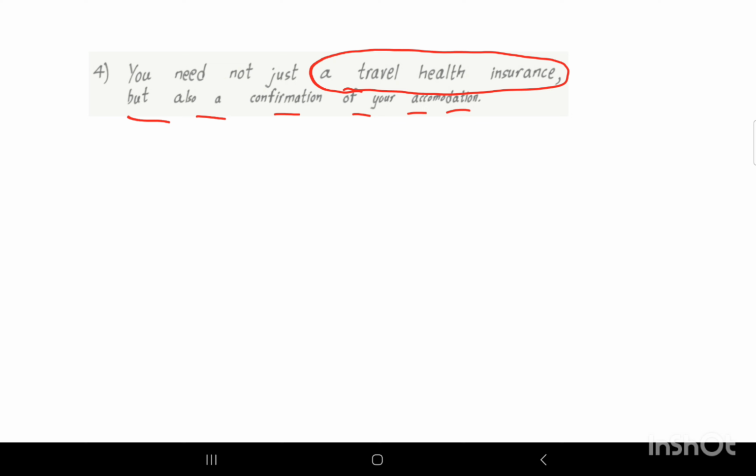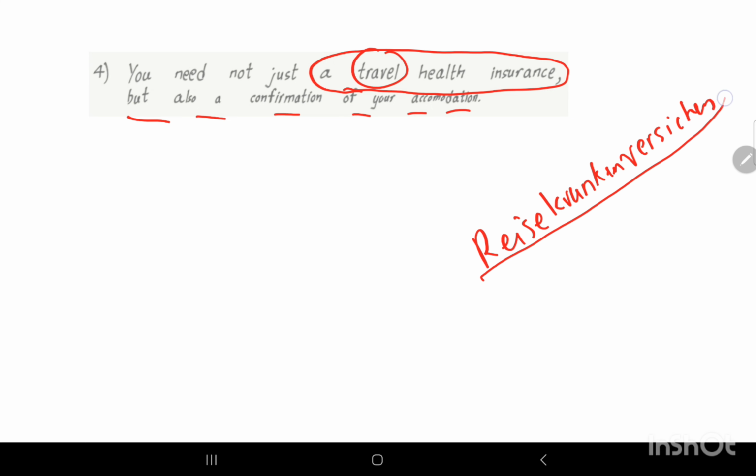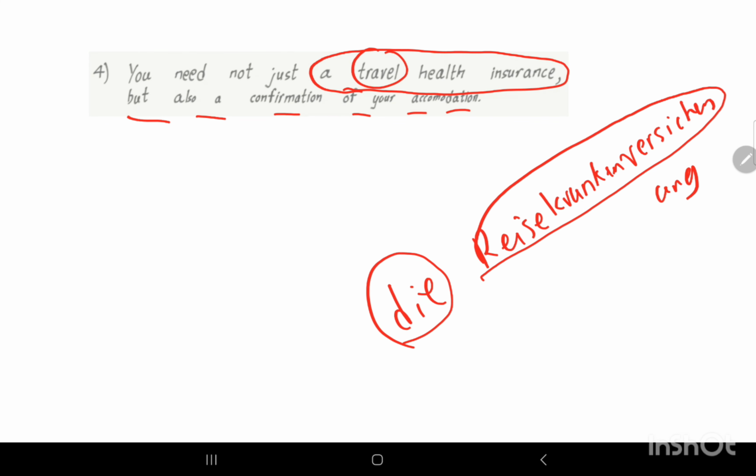Okay, so it's called, how do you say travel? It's Reise. Insurance is Versicherung. Health, you can just say Kranken. Okay, health actually means Gesundheit in German, but this is the word Reise, Kranken, Versicherung, and because it is ending with ung, its article has to be die. Okay. Need, how do you say need?